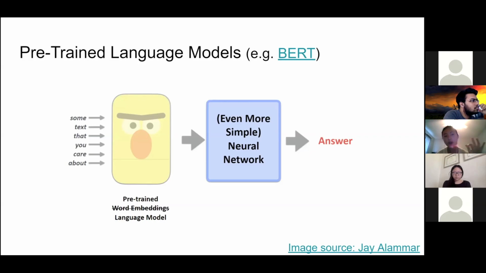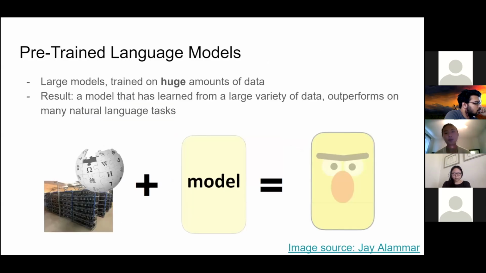And we'll train both of these in unison, right? We will backprop through this top layer, and we'll backprop through this giant pre-trained model that we've now plugged in. So the idea behind pre-trained models is that these are large models usually trained on huge amounts of data.